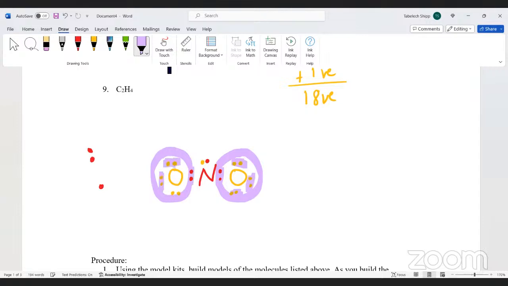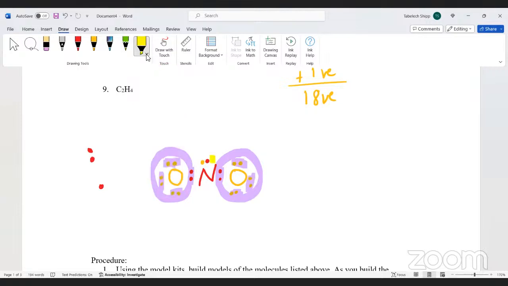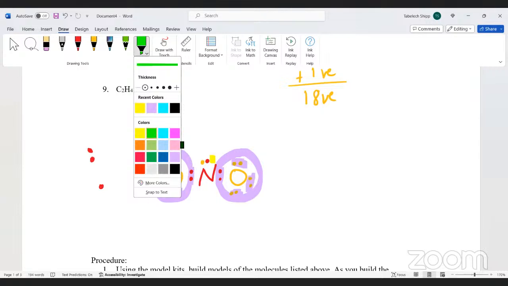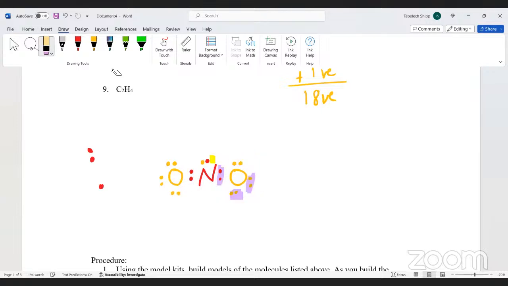2, 4, 6, 8. Now, in the middle, there's your nitrogen. And let me use a different color so you guys can see. Nitrogen has 2, 4, 6. Remember, because this element is in the middle, nitrogen also needs 8. Okay? So to make that work, you're going to have to pull 2 from either oxygen. So let me erase all these extra colors so you guys can see.